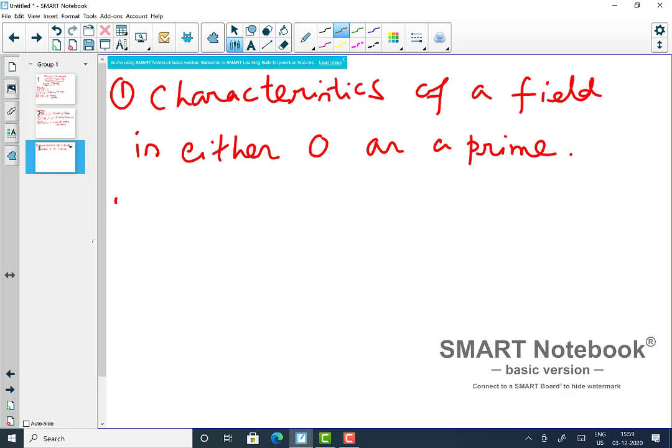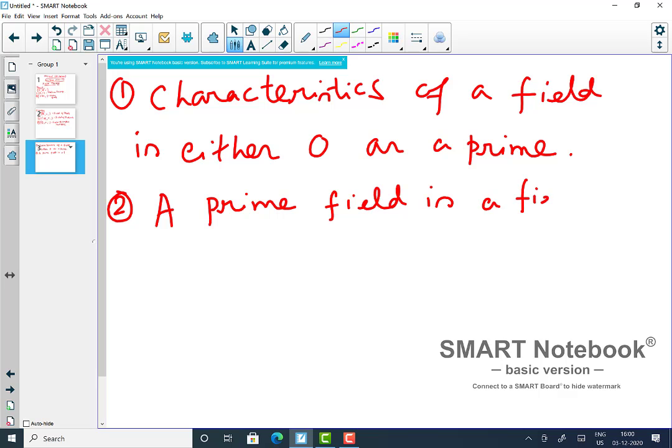And then another property, you can say a definition: if you want to know what is the smallest field which does not contain any other field, you can ask what is such a field. So this kind of field is called a prime field. So a prime field is a field which does not contain any other field.